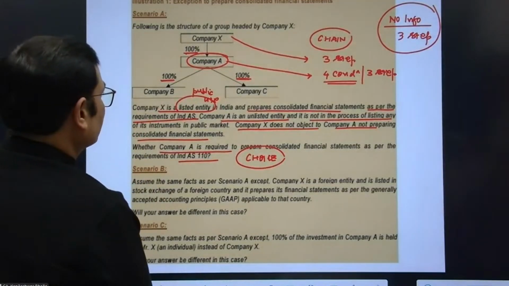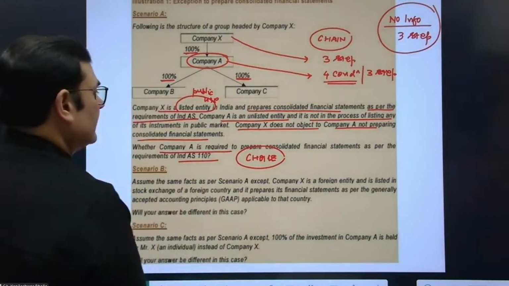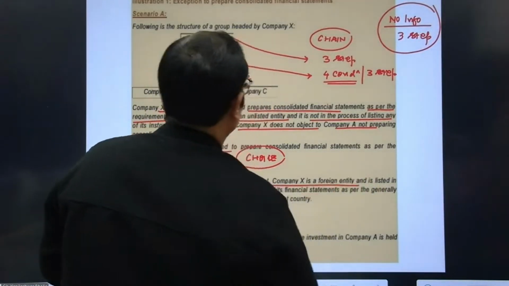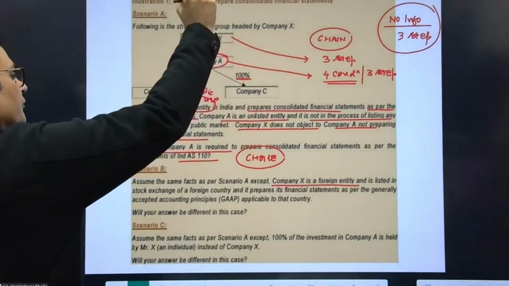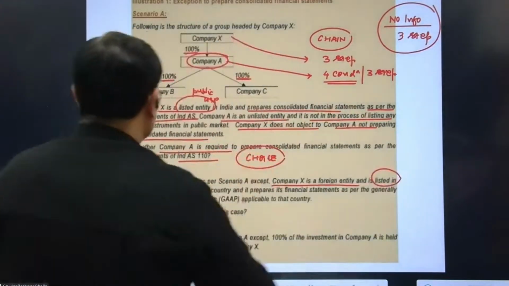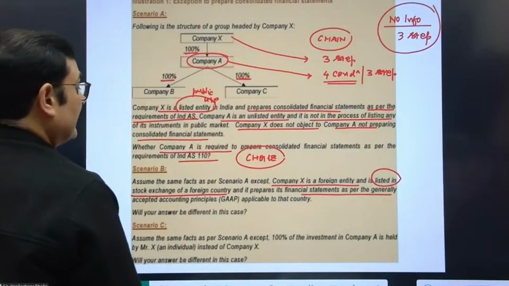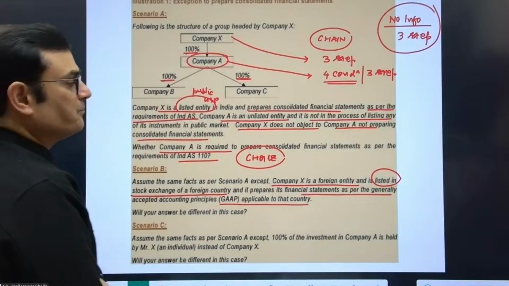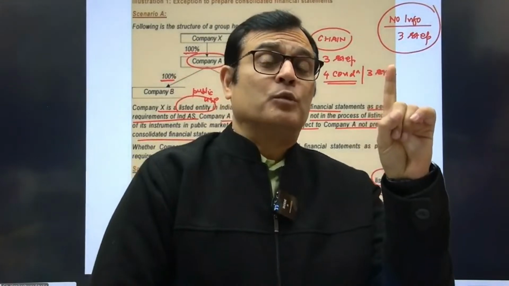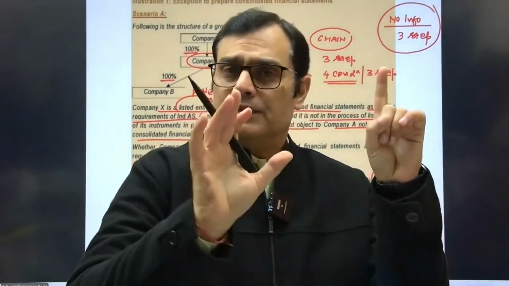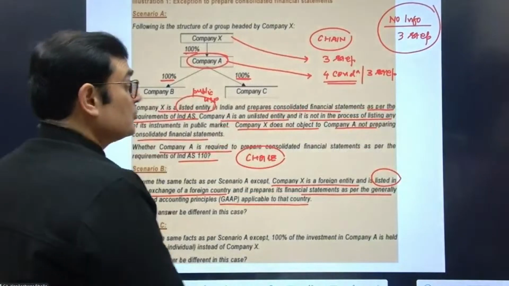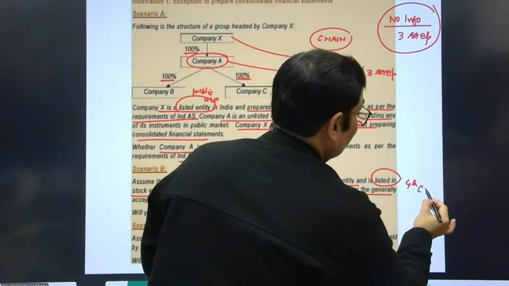Then it says in scenario number B, same facts as in A, except that company X is a foreign entity. Now, if company X is a foreign company, it is listed on a stock exchange of a foreign country and prepares the financial statements as per the GAAP applicable to that country. Can I say the fourth condition will fail in this case? If it is a company which is listed in a foreign country, it is definitely making consol for public use, but not as per Ind AS. It would be following the applicable GAAP of that country. So I would say the fourth condition in this case will fail.